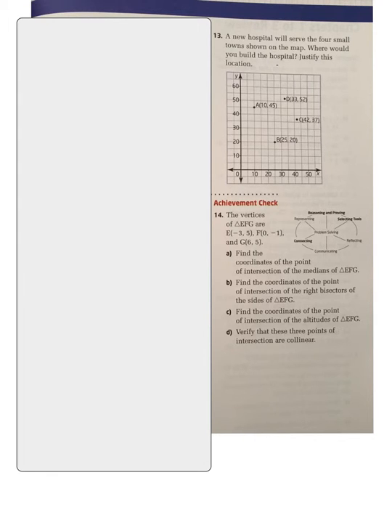Question 13, a new hospital will serve the four small towns on the map. Where would you build the hospital? Justify this location. So I guess you've got a quadrilateral that if you join the four towns together, the best idea would be to put the hospital somewhere near the intersection of the diagonals. Is that fair for everybody, or would you put it perhaps in here somewhere, which is a bit closer? Or could you draw a circle around all four points, and then the hospital would be in the center of the circle, equidistant from all four points.